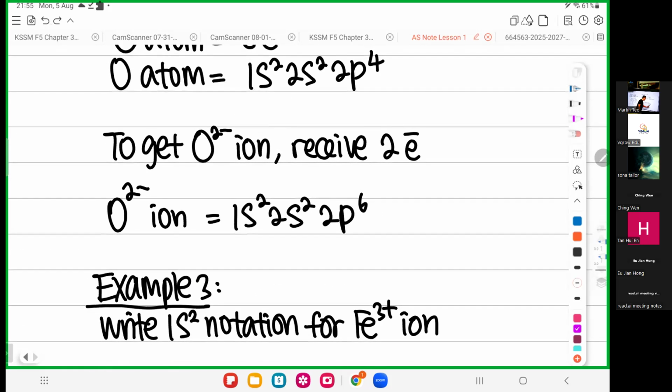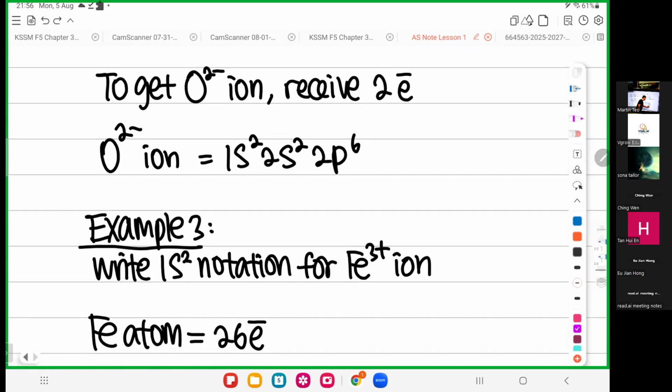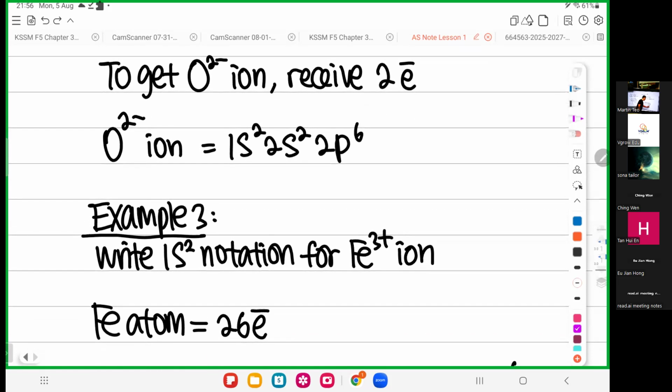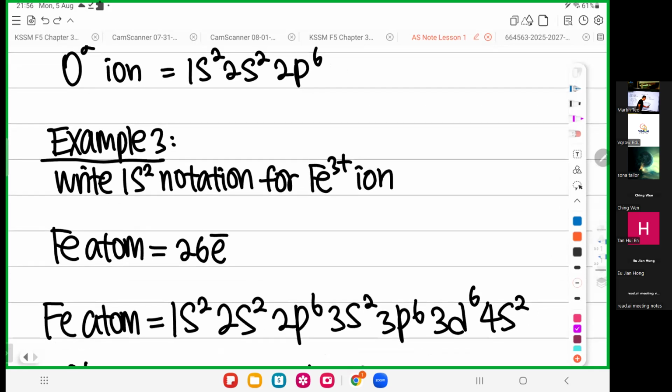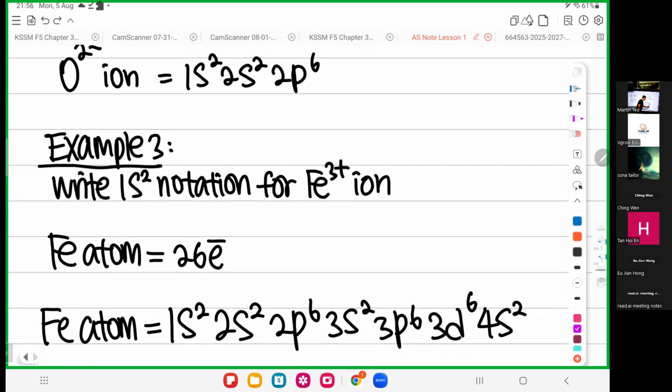Lastly, write the 1s2 notation for Fe3 plus ion. Same thing, we cannot start with Fe3 plus ion immediately. We have to kickstart from the atom. Fe, iron. Iron atom got 26 electrons. If you write the 1s2 notation, this is what we get. And this one got d orbital, so you know you need to beautify.